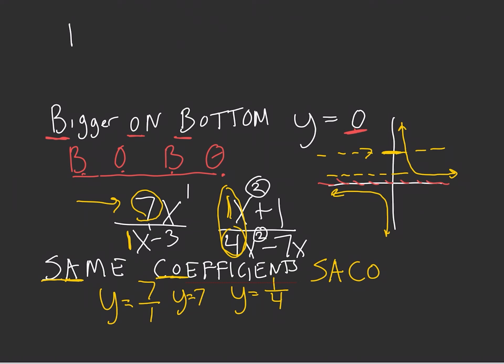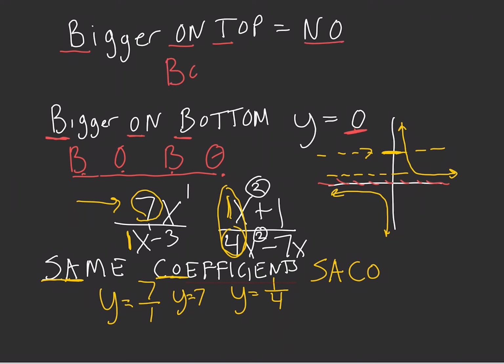So we're going to use the B again, but this is bigger on top this time. We're going to put, there is none. There's no horizontal asymptote. So BOT, no: bigger on top, no horizontal asymptote.